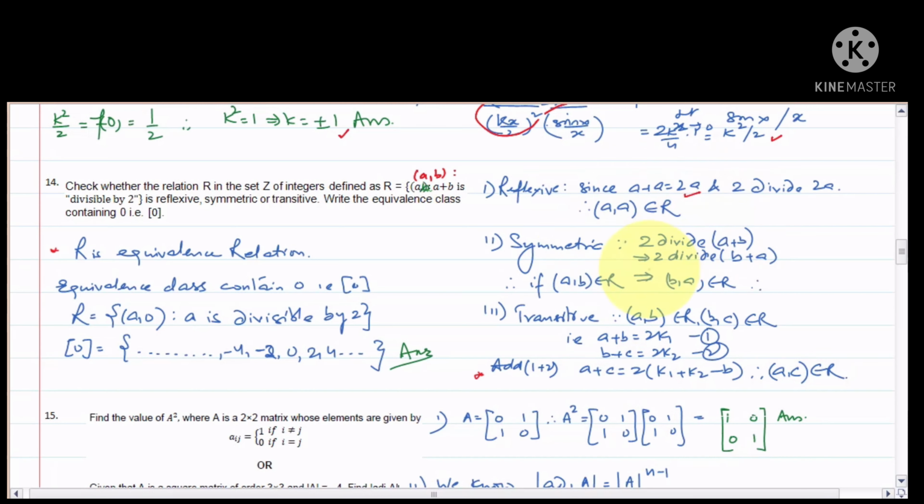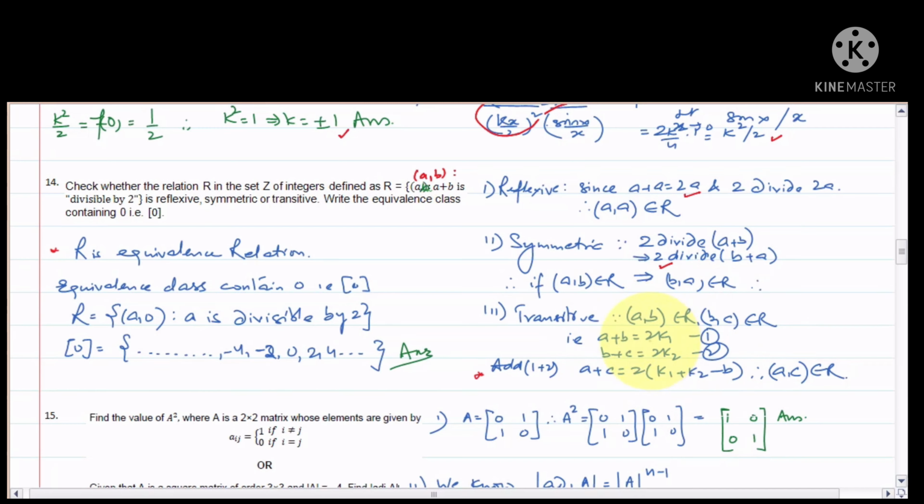For symmetric, if (a, b) is an element of R, it implies (b, a) is an element of R. So that means if a plus b is divisible by 2, definitely b plus a is also divisible by 2. Therefore it is symmetric also. For transitive, a plus b is divisible by 2, and b plus c is also divisible by 2. It should show a plus c is divisible by 2, so that is what we are trying to get.